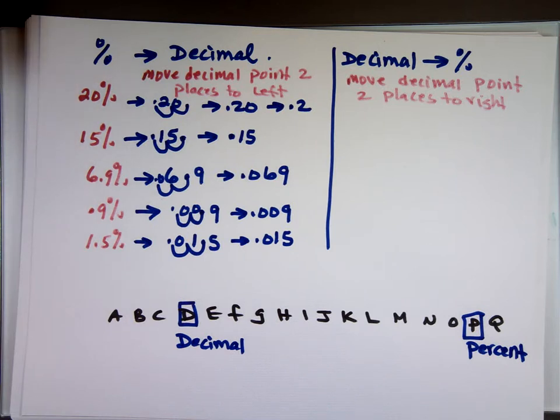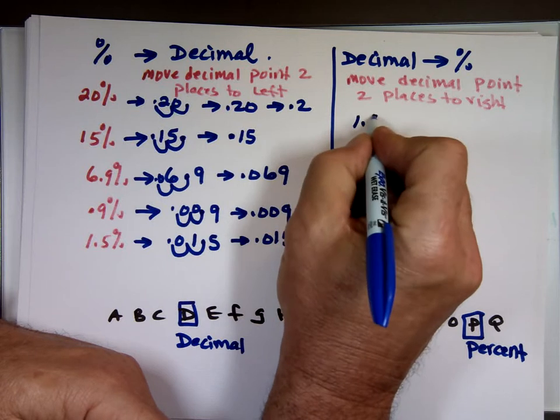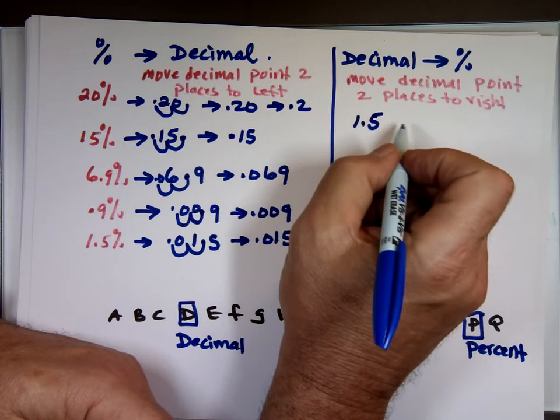Okay, how do we go from decimal to percent? 2 places to the right. So if I have 1.5, that's not percent, that's a decimal number. I need to change it to percent.